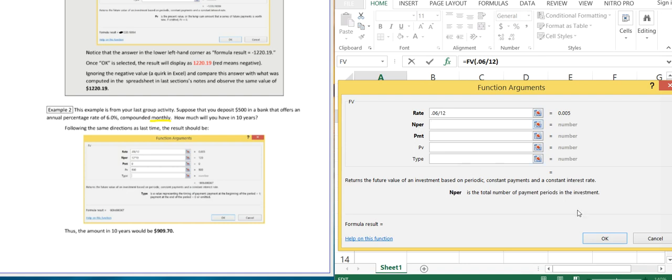N per, well, what's that? Total number of payment periods. This is basically how far you extend your spreadsheet. So when you think about it, you were doing 10 years times 12 months in a year. That's how many times you're getting paid with some interest. So the total number of periods here is 120.